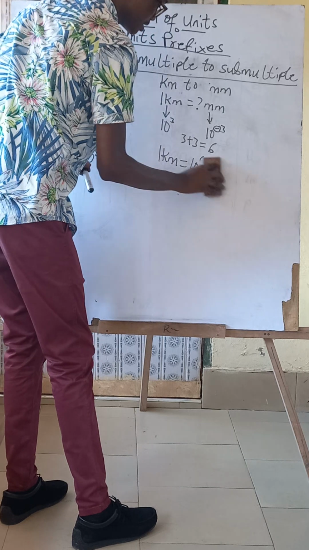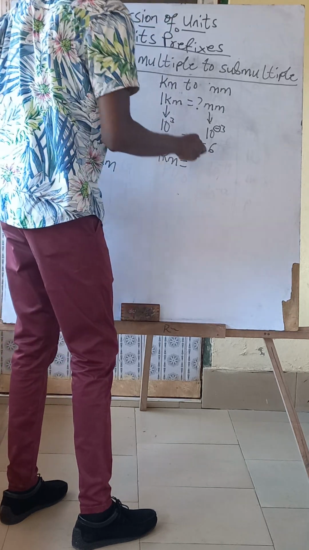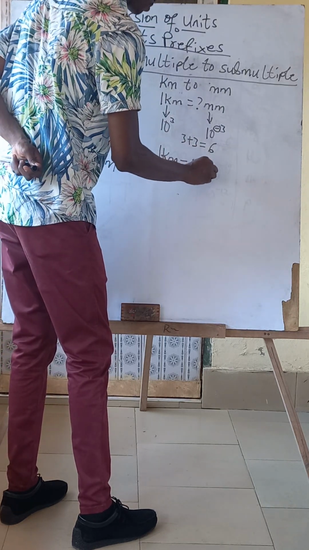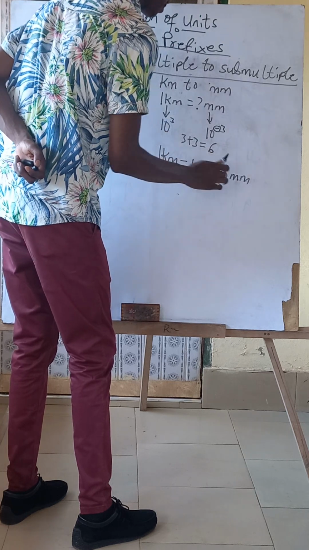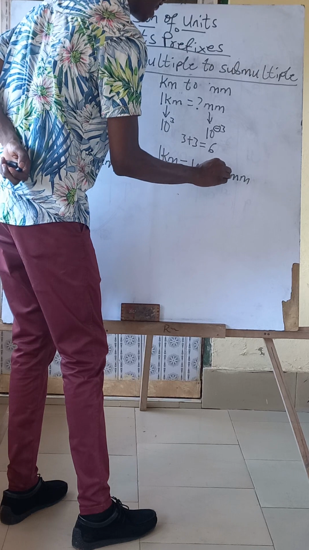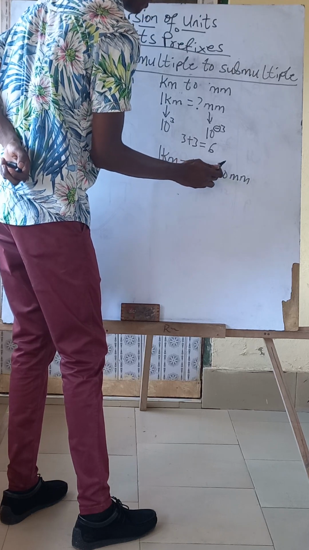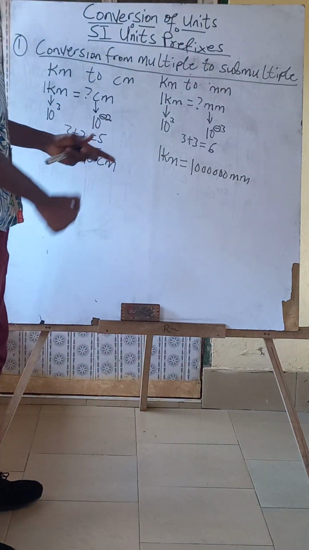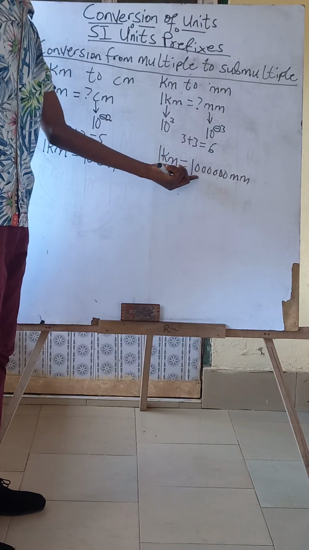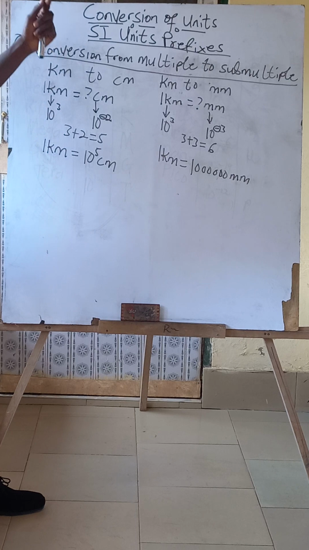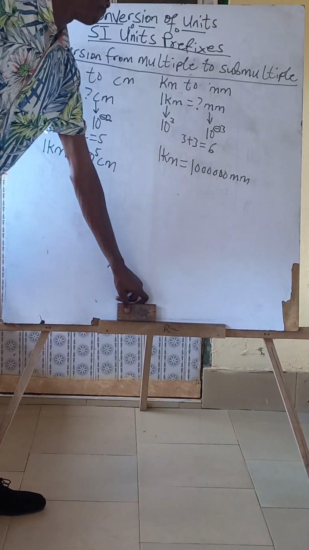Or in other words, 10 raised to the power 6 means 1, 2, 3, 4, 5, 6 millimeters. So either you write it 10 raised to the power 6 or 1 million. So 1 kilometer is equivalent to 1 million millimeters.